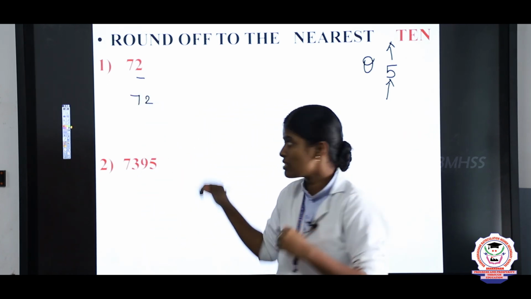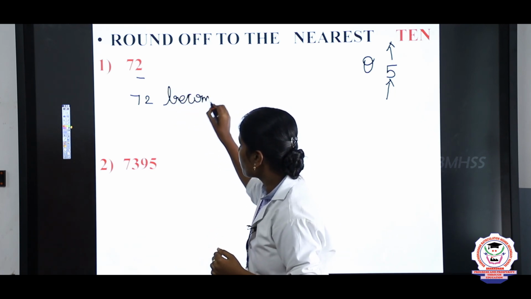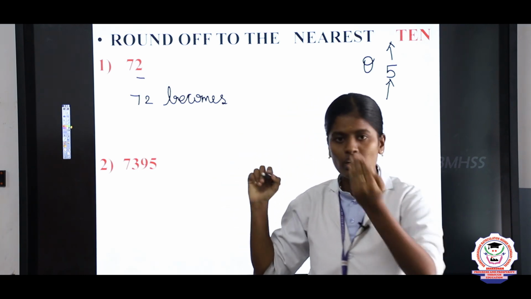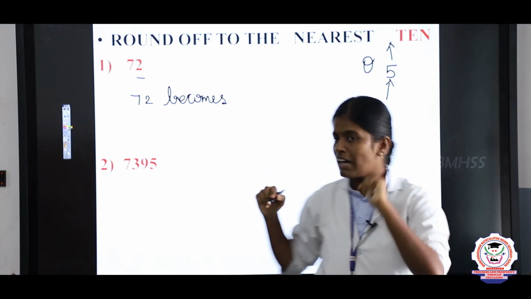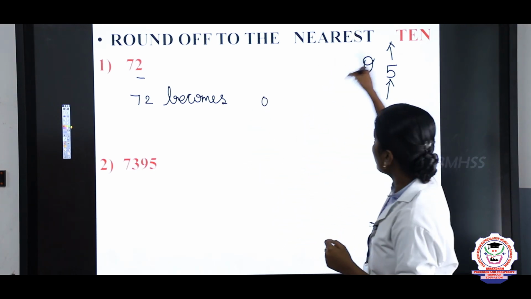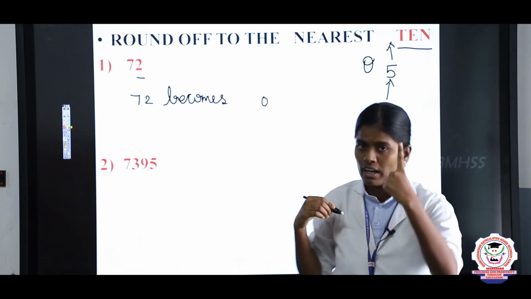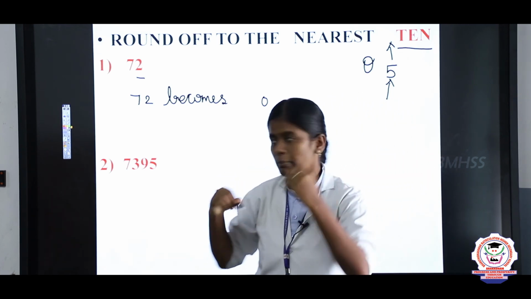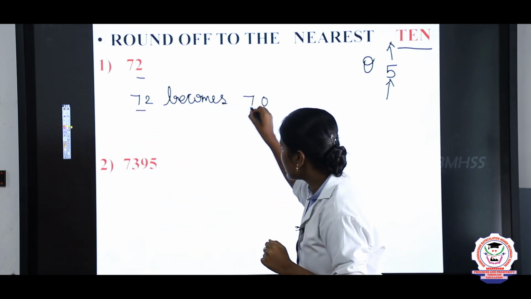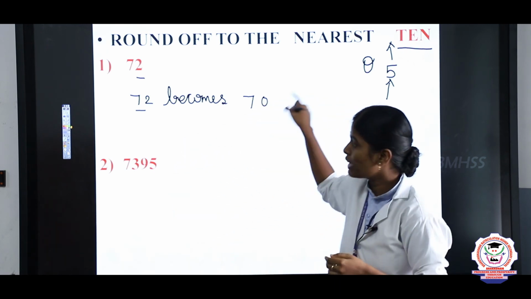72 becomes... this is a 5-before number, so replace the ones place value with 0. Why? Because the question is rounding to the nearest 10, so we need to put only one 0. The tens place value is 7, so simply write 7. So 72 becomes 70.